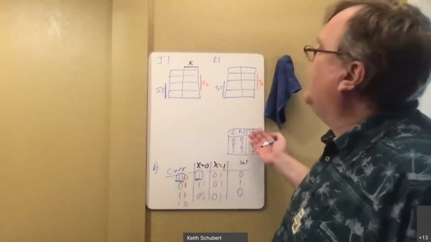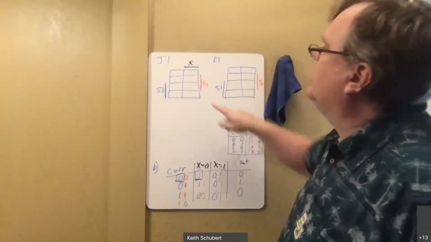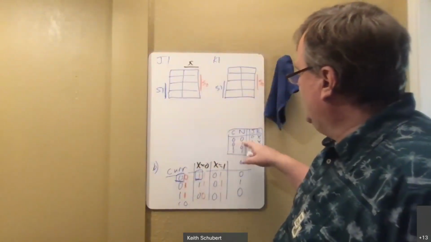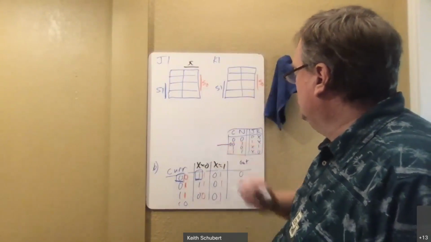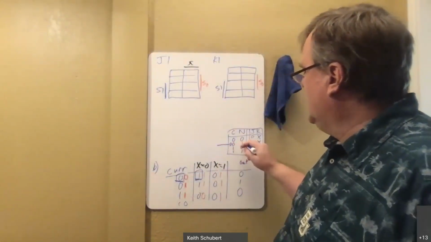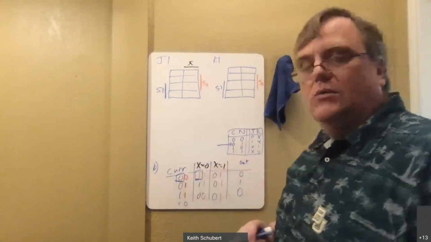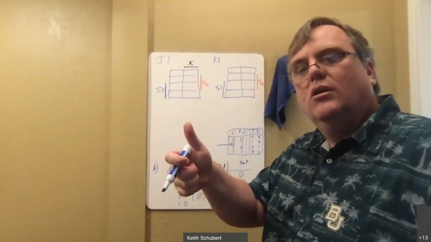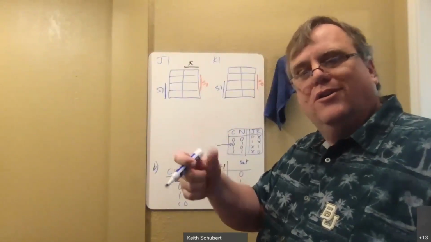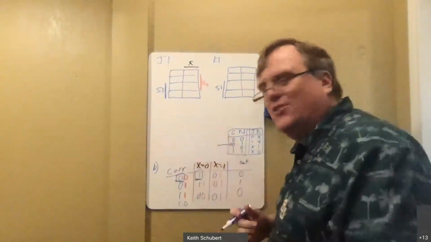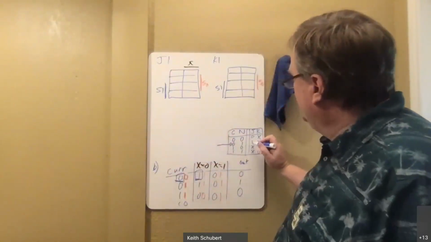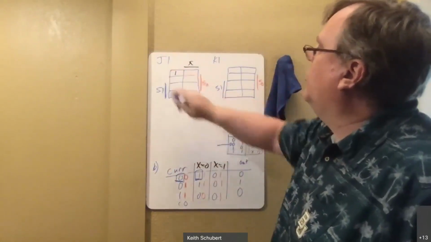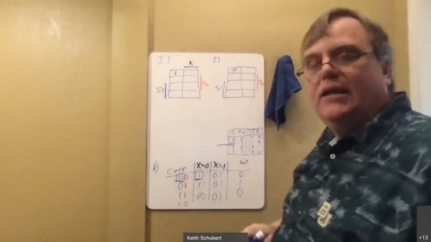I now look in my excitation table because the excitation table tells me what to put in J and K. So I'm going from 0 to 1, so I'm right here. 0 currently becomes a 1. All right. That means J should get a 1 and K should get an X. J gets a 1 and K gets an X.